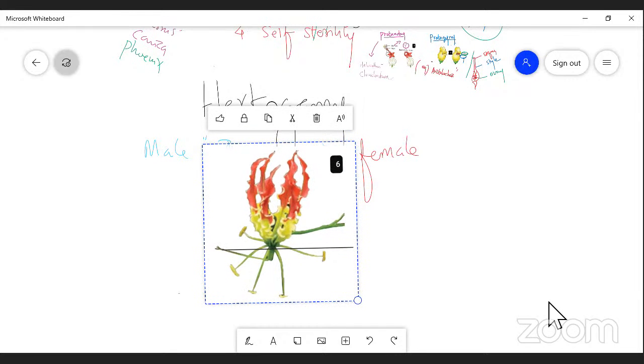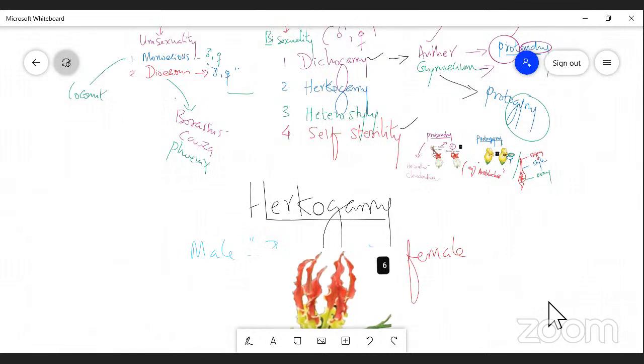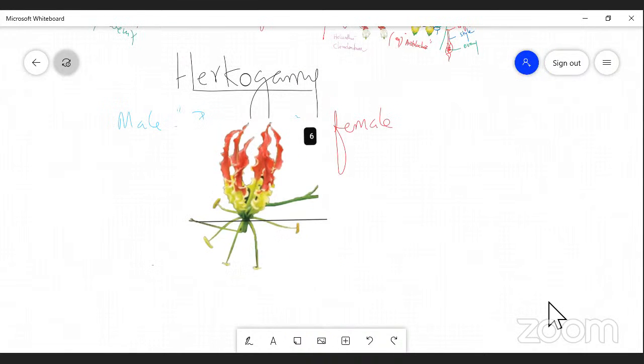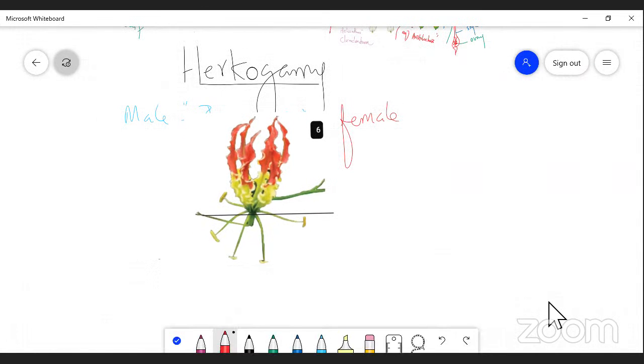Dear students, you can see it's a male flower. The male flowers are originated in one direction. This is a male flower, and the stigmatic region, the female flower, is also originated. This is a female flower. So this male flower and the female flower are originated in different directions. This kind of mode of arrangement of androecium and the gynoecium, you can see in hibiscus flower.